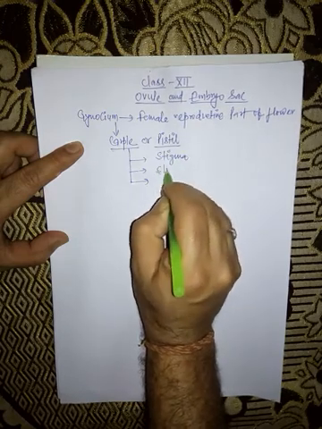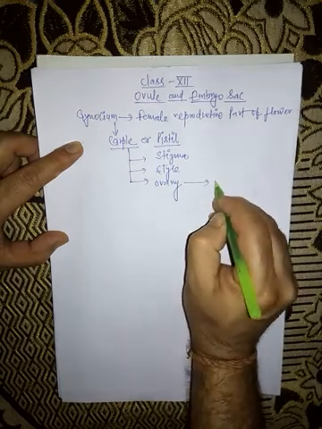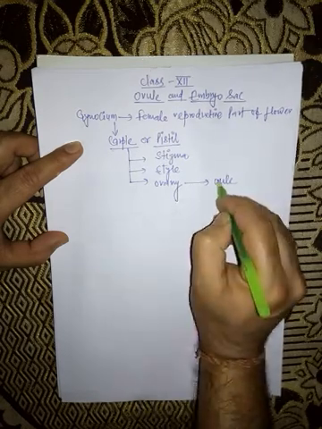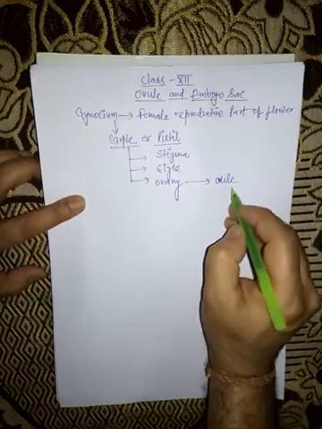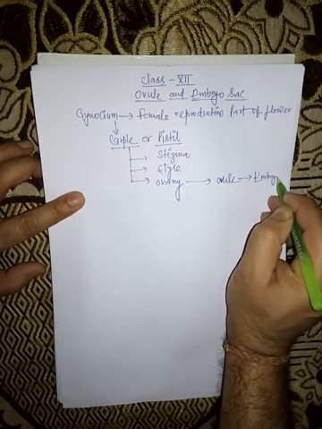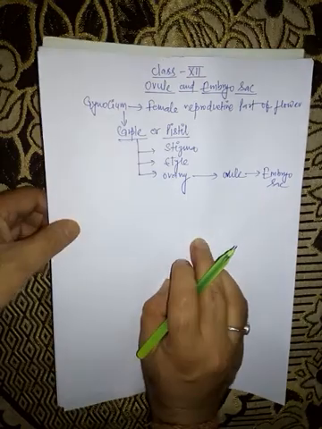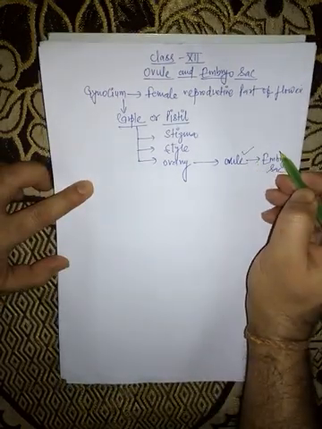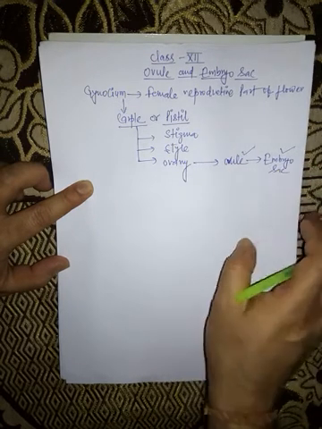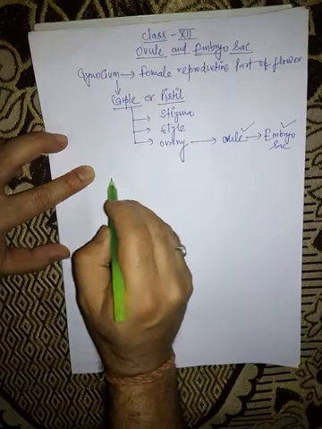stigma, style, and ovary. Ovary contain ovule, and ovule contain embryo sac, right? So in this lecture we will study about the structure of ovule and embryo sac. So first I am drawing the diagram of ovule.